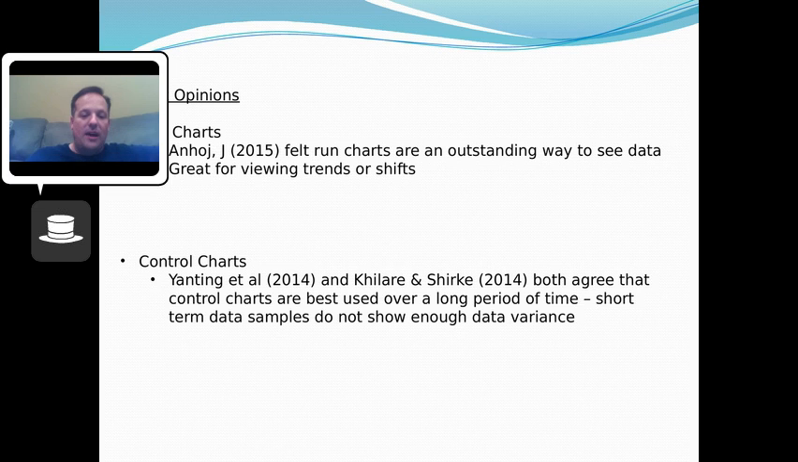Control charts, two different articles. I'm not even going to attempt to say their names just because I have no idea how to pronounce them. Both agree that the control charts are best used over a long period of time. Short-term data samples simply do not show enough data variance. You could maybe plot something for 5-6 months and not really get any variance, whereas if you ran it for 1 year, 2 years, let's say, as an example, you could certainly have a larger variance across that time frame. So control charts work better long term.